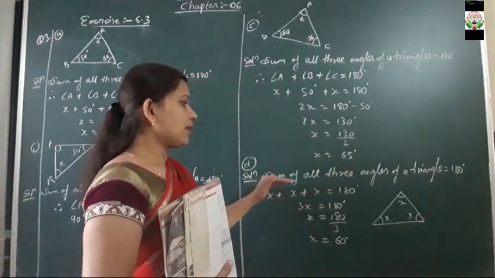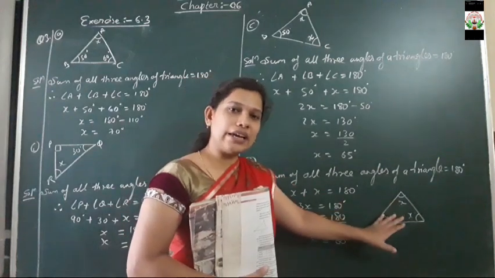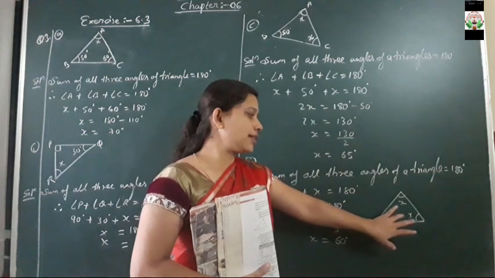Then the sum of the three angles of a triangle is equal to 180 degrees. Here a triangle is given, and in that there are three unknown values we have to find, that is the values of x, x and x.